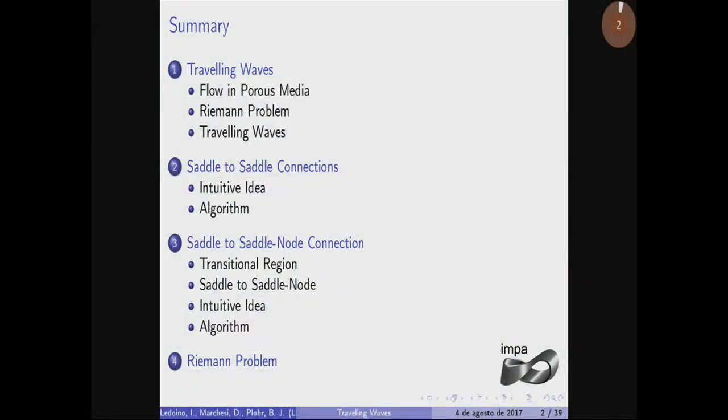Today I'll present some of my work with Dan for the past 1.5 years. This is joint work with Professor Plot too. This is what I'll talk to you about today: traveling waves, then saddle-to-saddle connections, saddle-to-saddle node connections, and then we'll solve the Riemann problem using these types of connections.